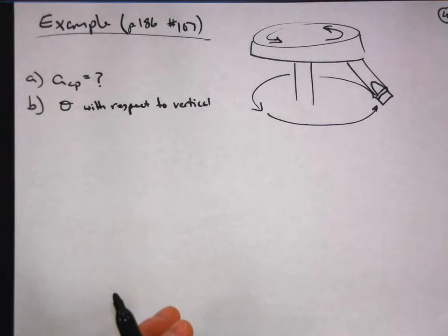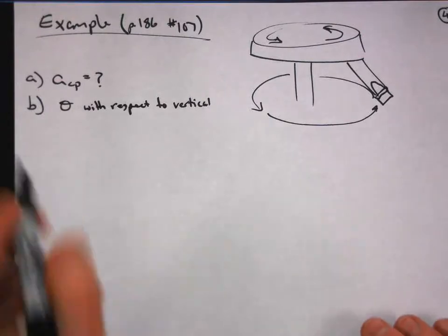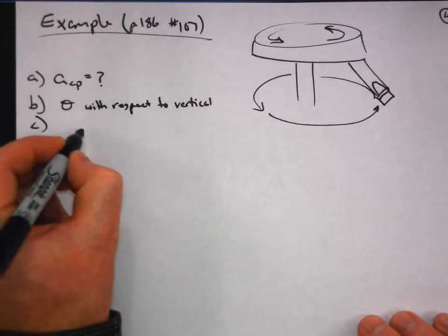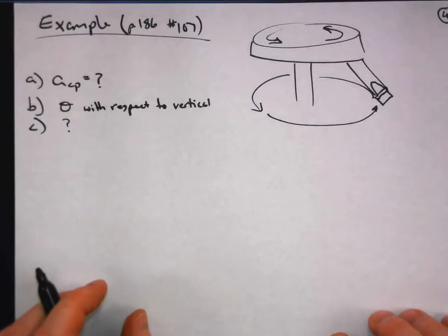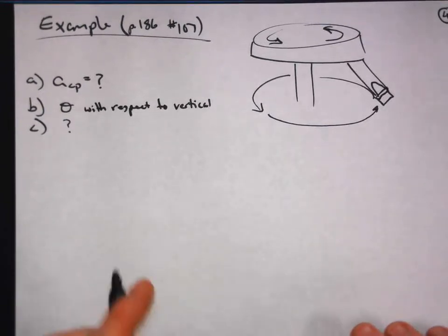For this question, I also am going to be asked to explain an interesting thing that's going to pop up out of this question. So there is a part C, and we're just going to put a question mark there. I'm going to hold off on telling you what it is at the moment.